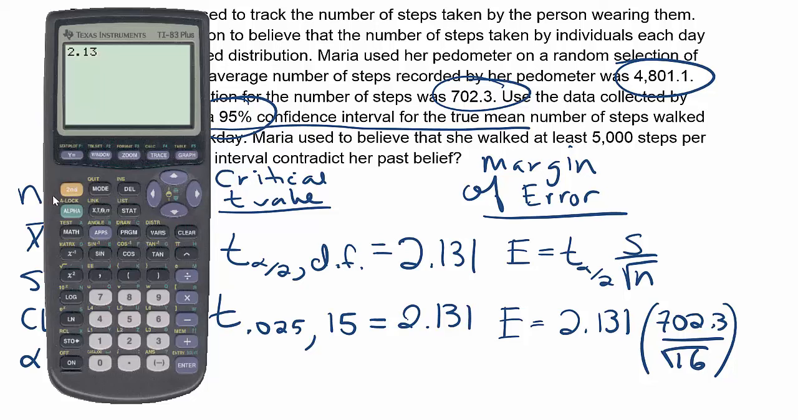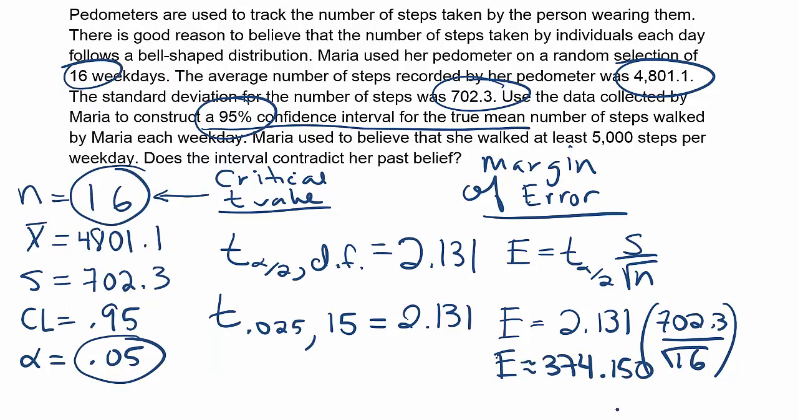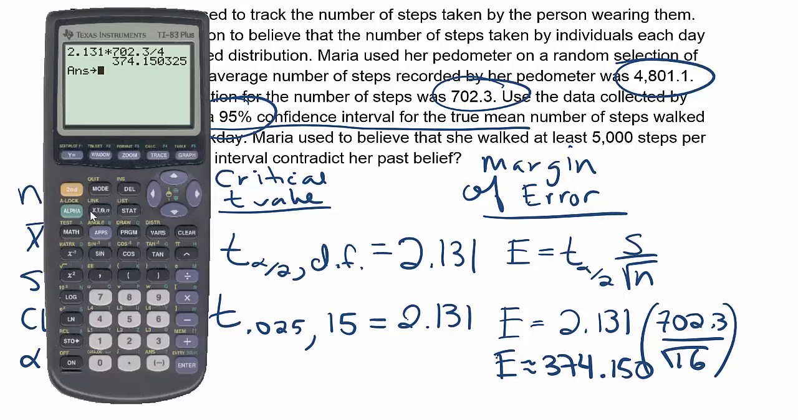So it's just 2.131 times 702.3, and then we just divide that by the square root of 16. Since we know that's 4, let's just type 4. So we get 374.150, etc. Let's take that margin of error and store it in our calculator. I'll just store that as x, for example.